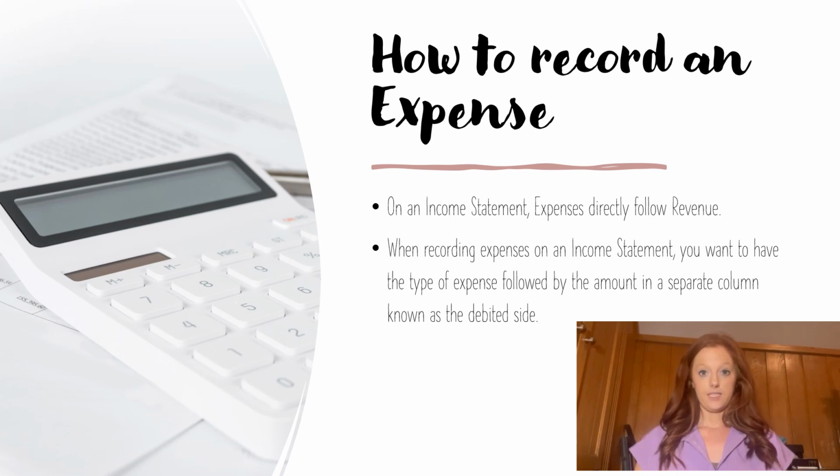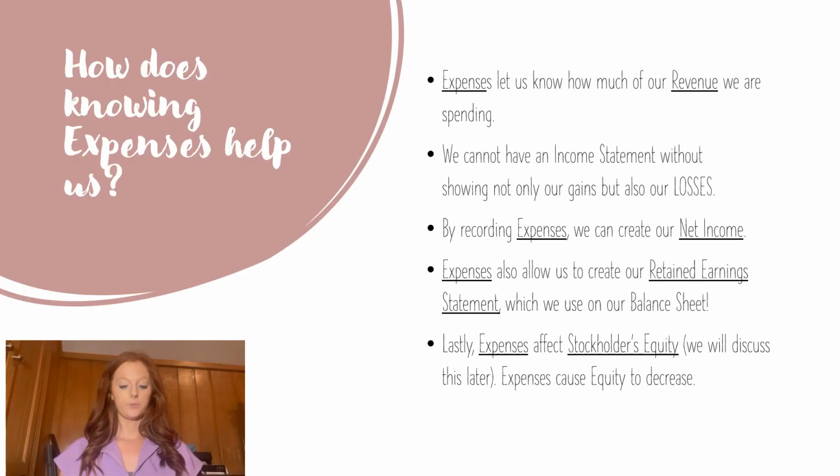On an income statement, expenses directly follow revenue. When recording expenses on the income statement, you want to have the type of expense followed by the amount in a separate column known as the debited side. Expenses let us know how much of our revenue we are spending.